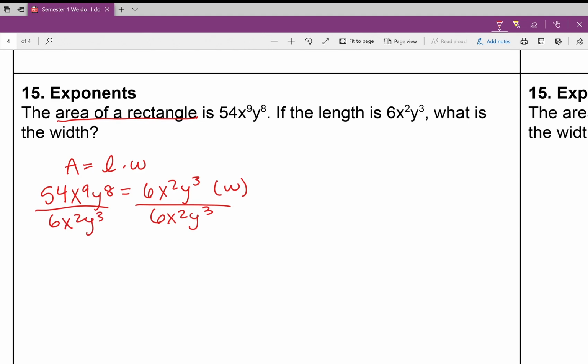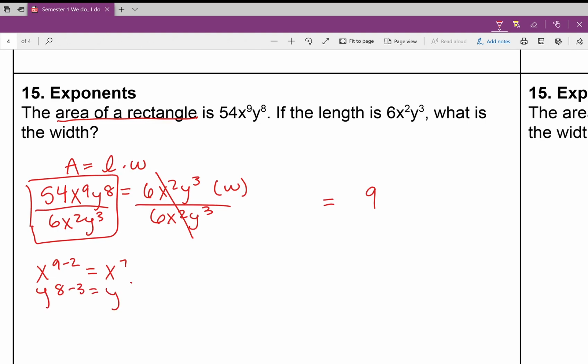Notice once we divide, this side cancels and we're only left with this side. And this side looks like the problem we did in 14. So if we simplify the coefficients, 54 divided by 6 is 9. So let's go equals 9. And then I subtract my exponents. X to the 9th minus 2 is equal to x to the 7th. Y to the 8 minus 3 is equal to y to the 5. They're both positive, so they both remain on top. So x to the 7th, y to the 5. That's my answer. So again, we are subtracting exponents.